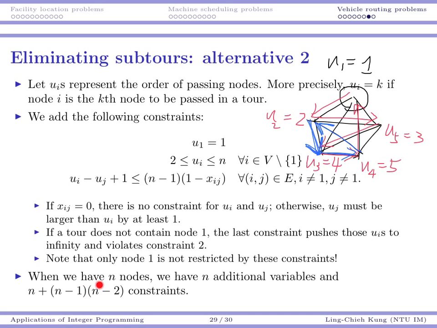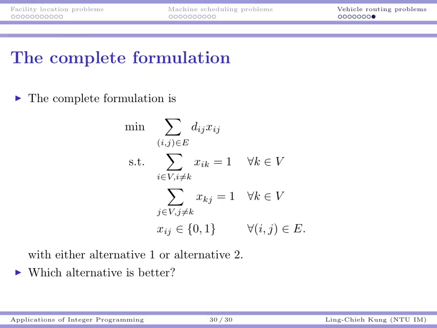Now, if you have n nodes, you need to add n variables, ui, and this number of constraints. It's just on the scale of n to the power of 2. So the number of constraints is much smaller. Now we are able to write down the complete formulation for TSP. You want to minimize the total distance, subject to incoming and outgoing and the binary constraints. Then you also add either alternative 1 or alternative 2 into your formulation. You don't need both, you just need one of them.